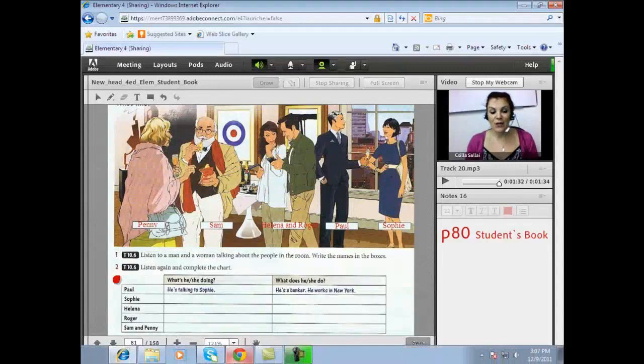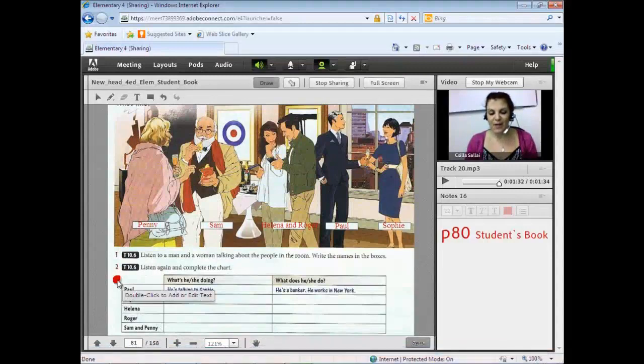Look at exercise number 2. This time you are going to complete a chart. You are going to answer 2 questions about each person. Question number 1. What is he or she doing? What verb tense is used in this question? That's right, the present continuous. So what we want to know is what that person, he or she, is doing right now at the time of speaking in this picture.